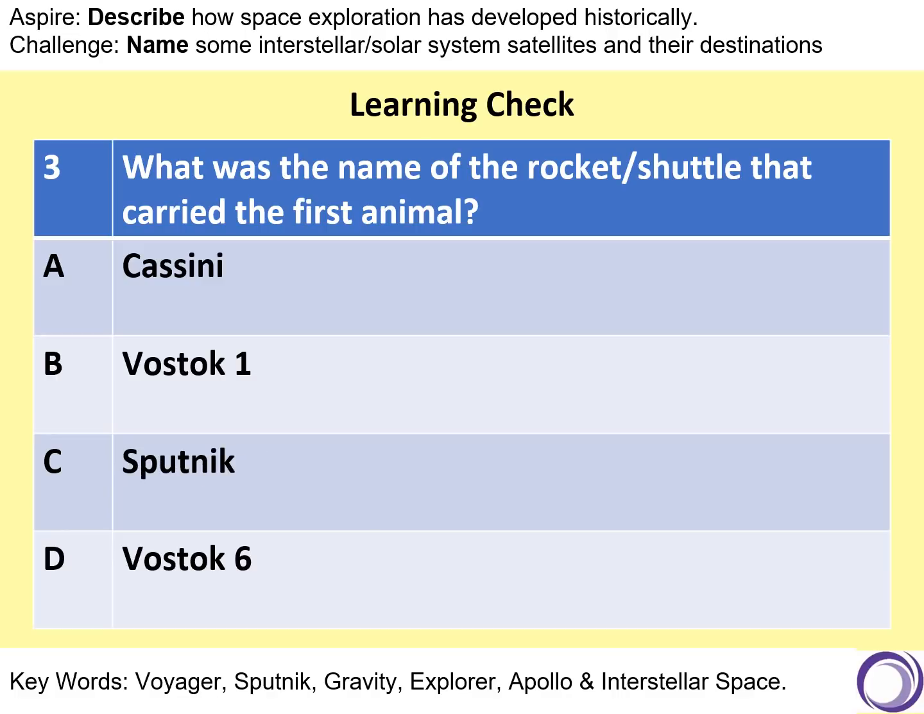Question 3. What was the name of the rocket shuttle that carried the first animal, which was a dog called Laika? Was it A, Cassini, B, Vostok 1, C, Sputnik, D, Vostok 6? Question 4. What was the name of the rocket and shuttle that carried the first men to the moon? Obviously that being Buzz Aldrin and Neil Armstrong. Was it A, Cassini, B, Vostok 1, C, Apollo 11, D, Vostok 6?